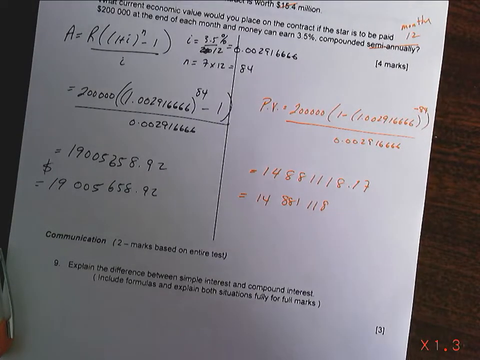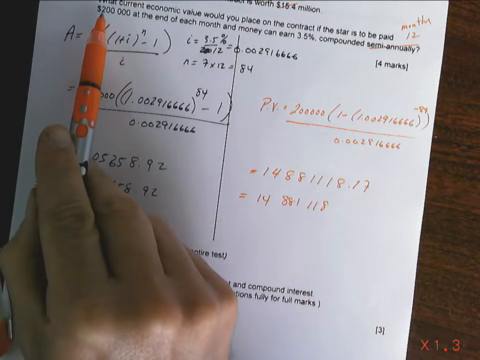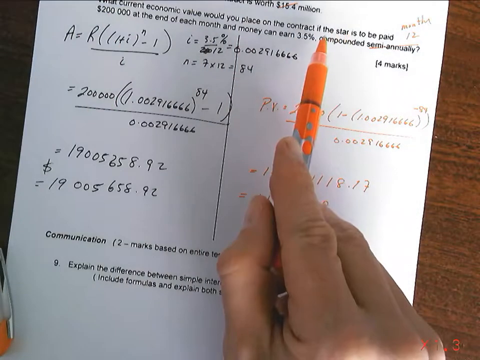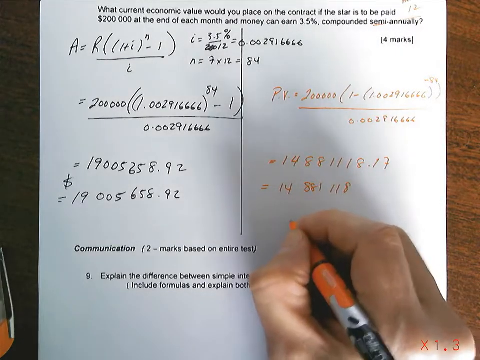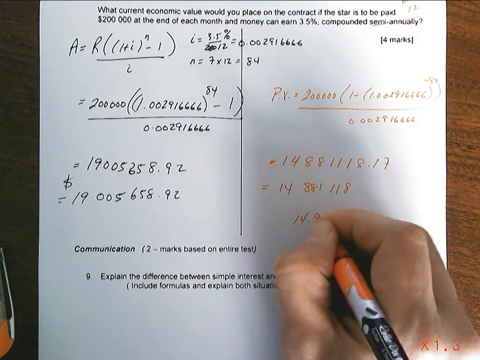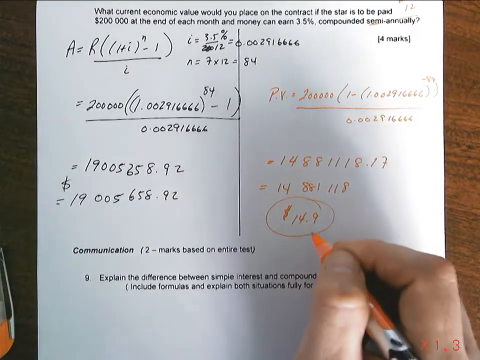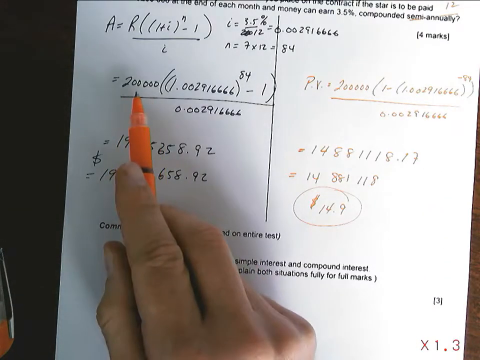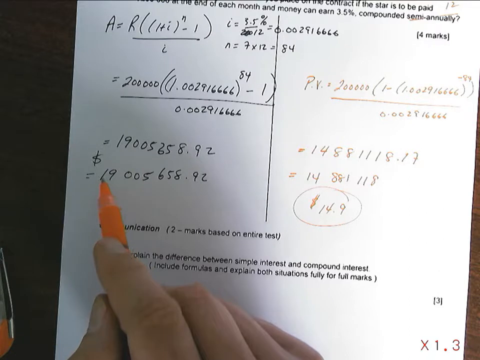Okay, so what this says is, if I want to be able to give him, what does this say? This says if I'm going to be giving him $200,000 at the end of each month, compounded this much, then the current total value of his contract is actually closer to 14.9 million. So his actual value of his contract is this at the moment. This one, if they do pay him at that amount and keep going, then at the end of it, he will have been paid 19 million.